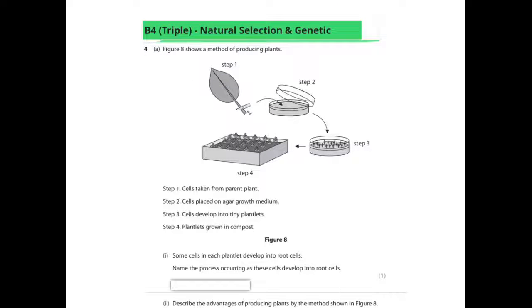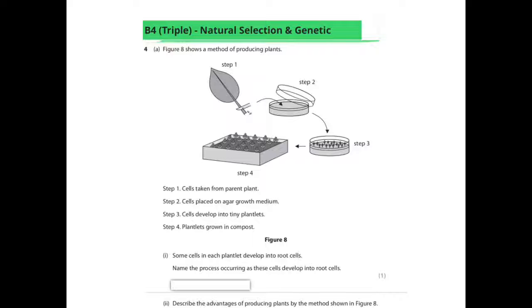Figure 8 shows a method of producing plants. So this is cloning through cuttings. The cells are taken from the parent plant. Cells are placed on agar growth medium. That's just a nutrient jelly made from seaweed, which cells love. Cells develop into tiny plantlets, and plantlets grow in compost.